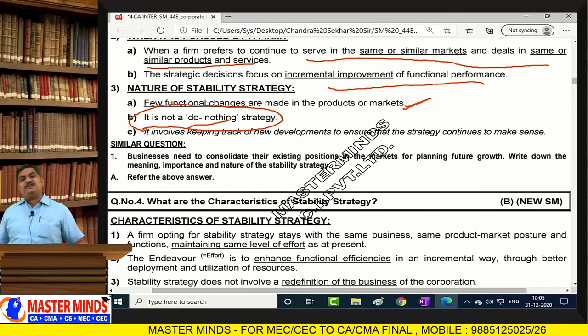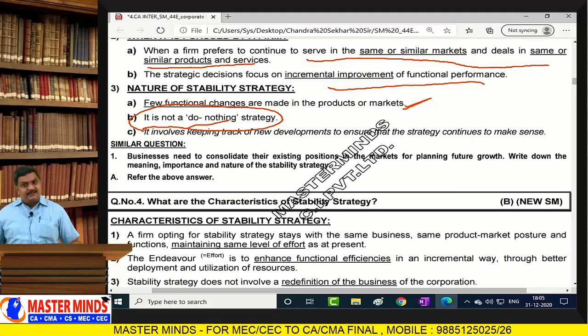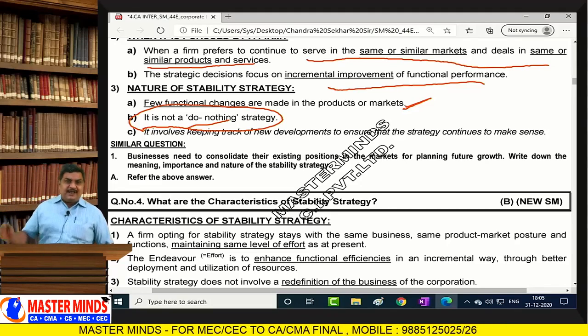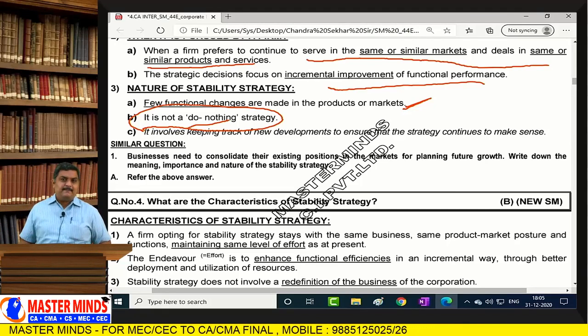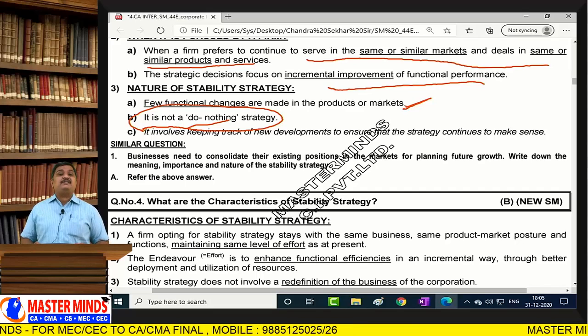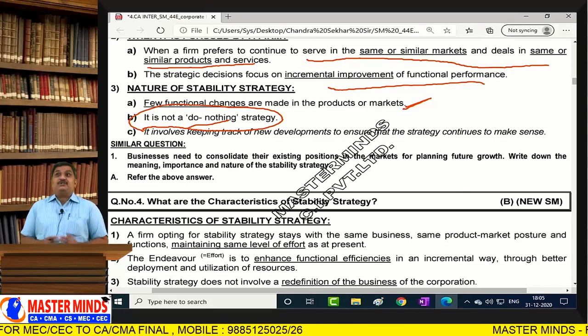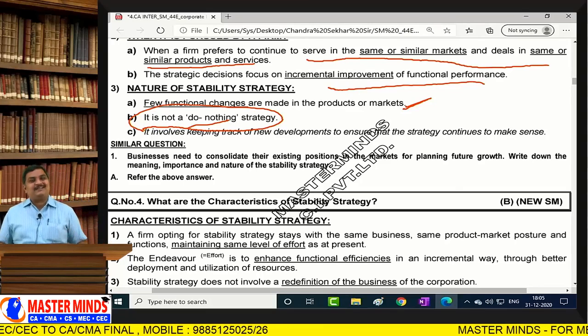You have to make some changes in your production, in your marketing, in finances, in operations. Everywhere you have to make some changes. That is important. So don't think that stability strategy means sitting idle, not doing anything and just observing what is happening. No, it's not like that.